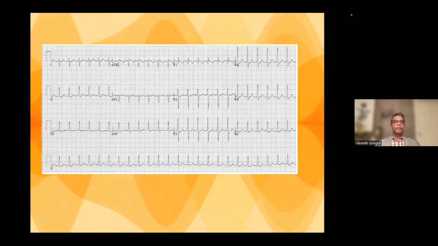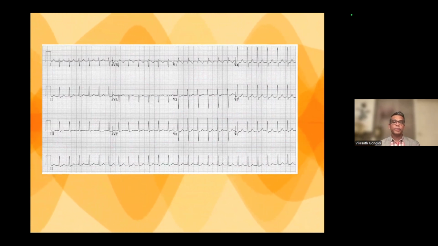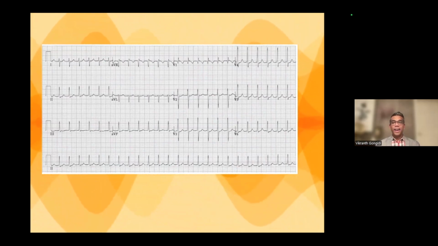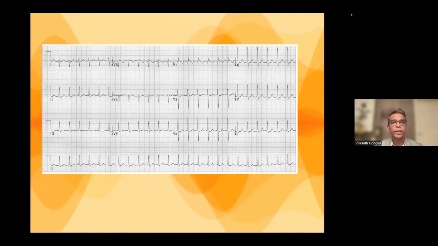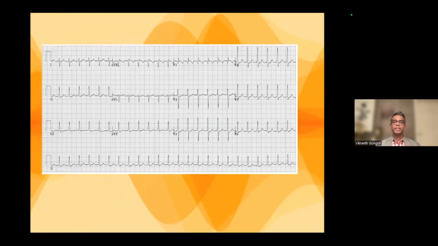Here's another one where you see it's going fast, because it's about 2 boxes or less than 3 boxes, so it's more than 100 beats per minute. And it's fast, but it's regular, unlike the last one. This is very regular. But when I'm looking closely, I don't see a discernible P wave. And so this is what we call an SVT.